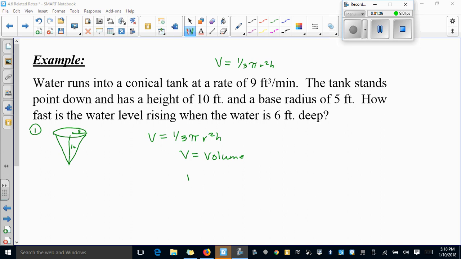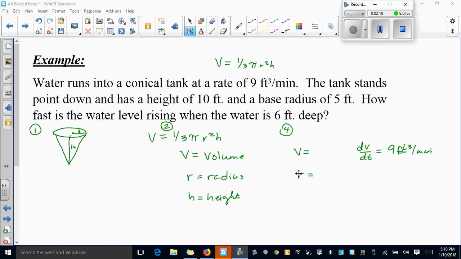So the volume, we really don't need the volume. The dV dt, so the rate the volume is changing, is 9 cubic feet, oops, cubic feet per minute. The R is the radius. They gave us no information regarding the radius. And H is the value they gave us, which was 6. And dH dt is what we're looking for. Notice dr dt, they didn't give us anything for dr dt as well.